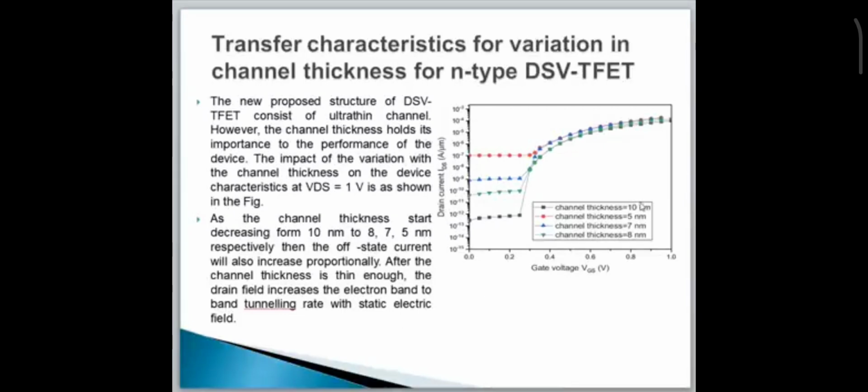From the curve, you can note that the minimum value of the off current is when the channel thickness is 10 nanometer. If you are reducing the channel thickness, this will increase the static electric field and increase the off current up to 10^-7 ampere per micrometer.